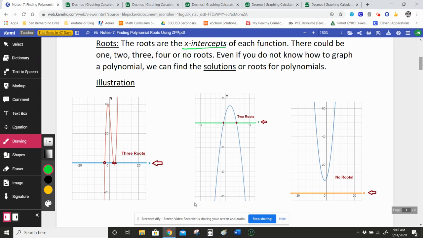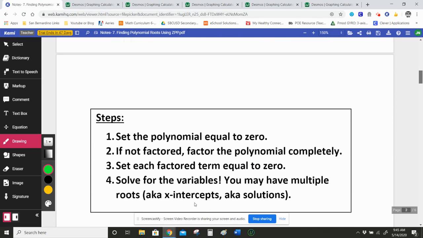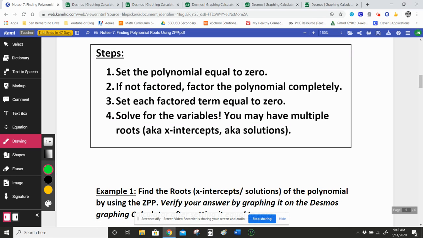So when we're solving polynomials, that's exactly what we're doing. We're finding the roots, the solutions where it touches the x-axis, or where y is equal to zero. So these are the steps. Step 1, not that many steps: first, you have to set the polynomial equal to zero. This is the most important thing. You must make sure that the polynomial is set equal to zero. Otherwise, it will not work.